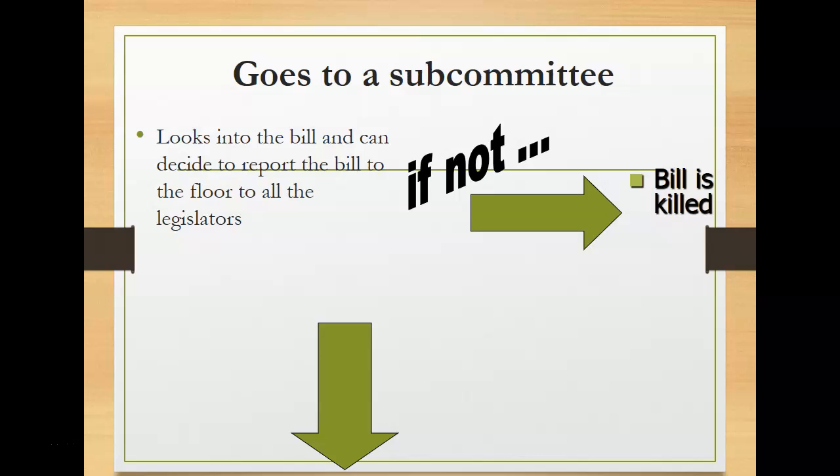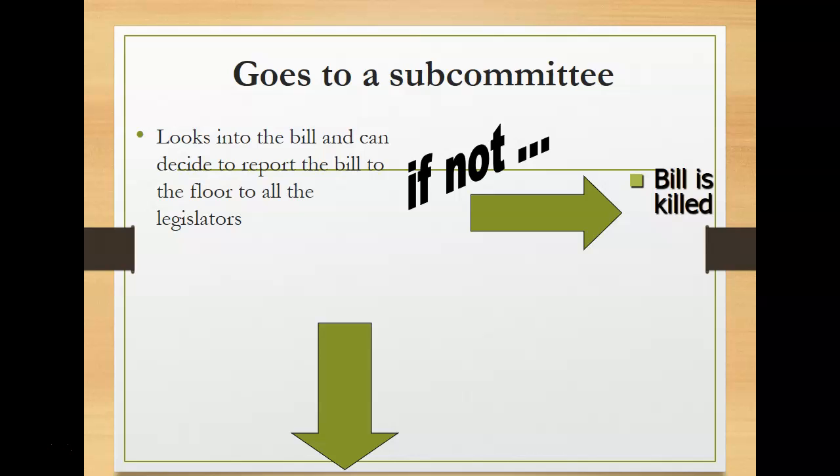So a quick recap. A bill is introduced in the House or Senate by any politician. The bill receives a number from the clerk. The clerk then sends this bill to a standing committee. The standing committee can choose to send it to a subcommittee or choose to kill the bill at that time.